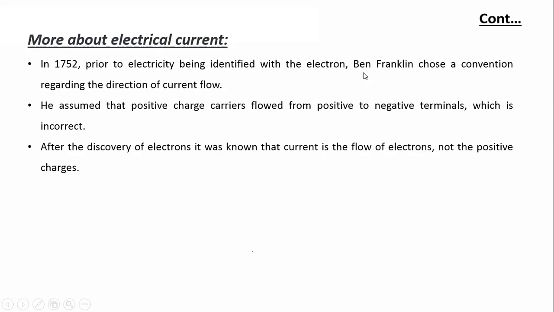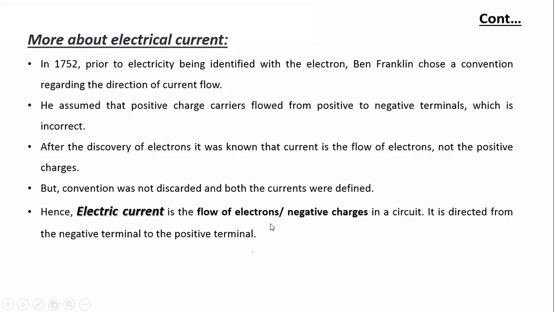Ben Franklin assumed that the current is a flow of positive charge carriers, which was wrong. Positive charge carriers do not flow and produce current. The flow occurs due to the flow of free electrons present in the conductor, and not the positive charges. But the convention was not discarded, and both the currents were defined.